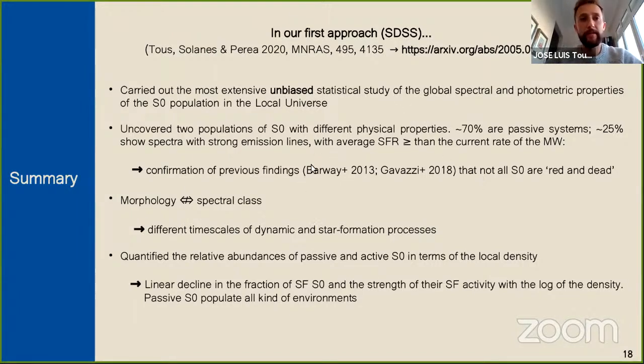All this suggests that there is not a one-to-one relationship between morphology and spectral class, and this suggests that there are different timescales for the dynamic and star formation processes. And also we find that for the active population, there is a linear decline with the local density that goes in parallel with the star formation and the strength of the H-alpha emission line.